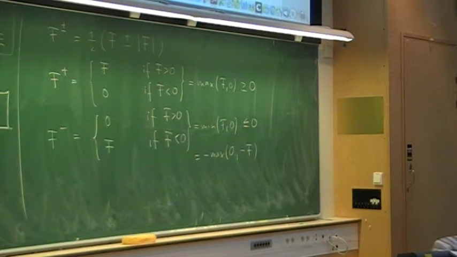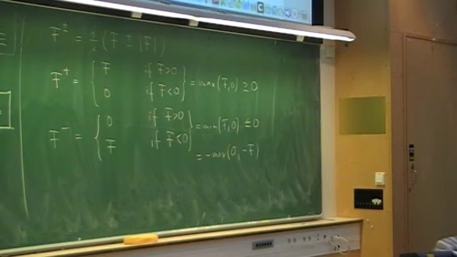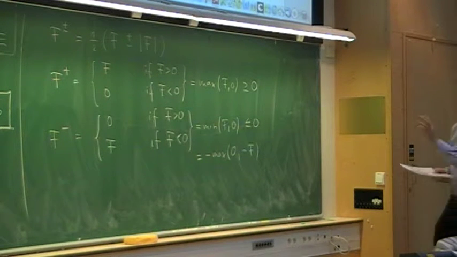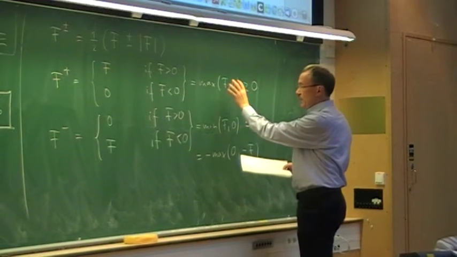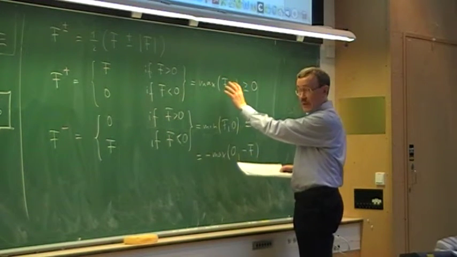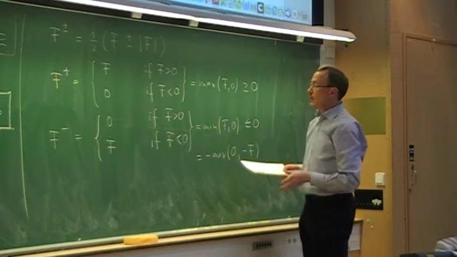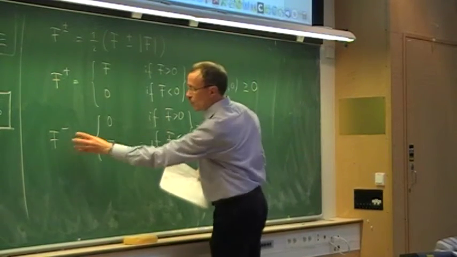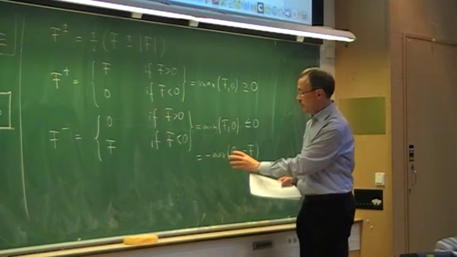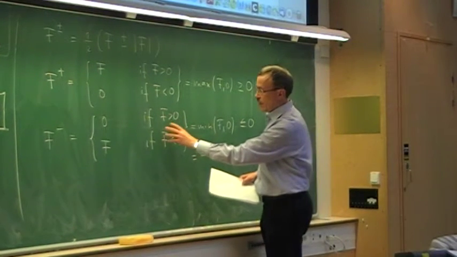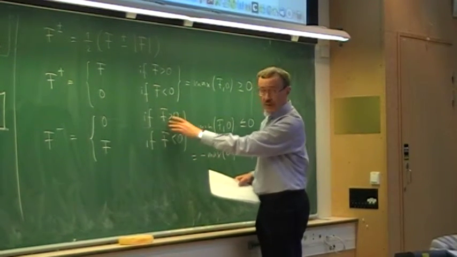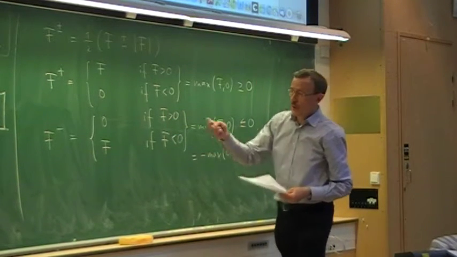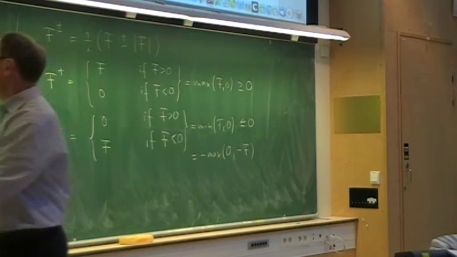But the important thing to notice is that these f plus and f minus pick the values as follows. If f is positive, then f plus will be equal to f, and otherwise 0. And if f is negative, f minus will pick the negative value. And if f is positive, f minus will be 0. And that is then reflected here.